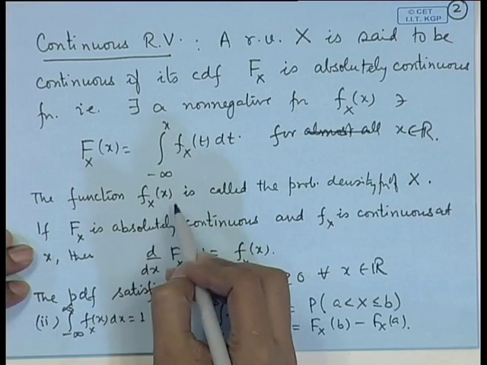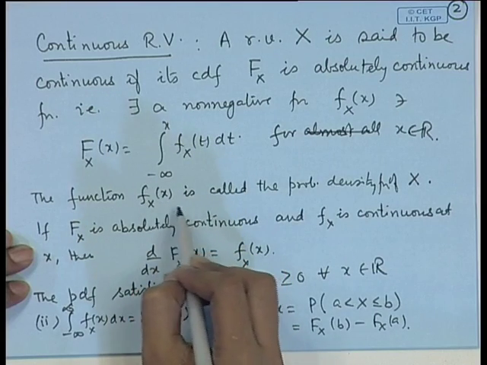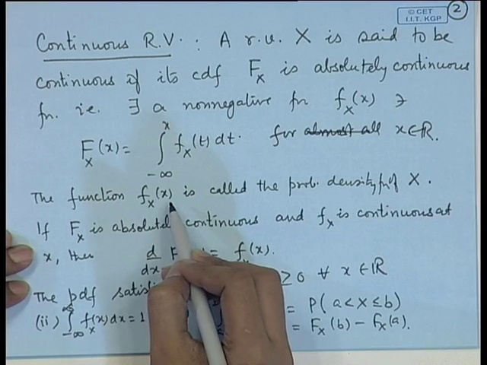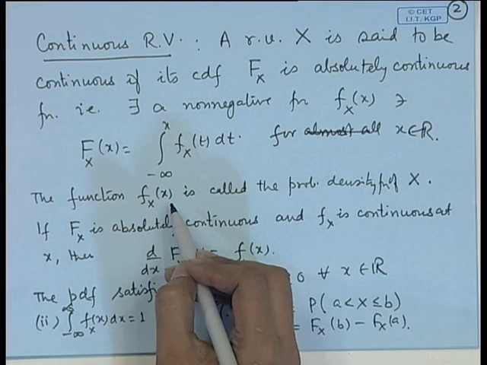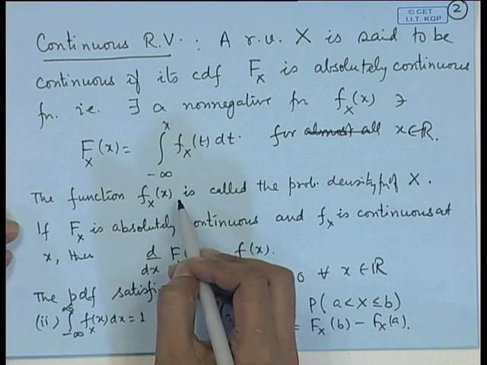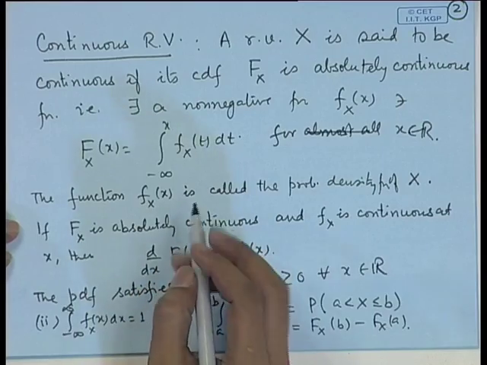One should not get misled and say that this is the probability that capital X equals small x. In the discrete case, the mass function defines the probability of that point. In the continuous case, it does not. In fact, the probability of every point is 0. So, that is an important observation.